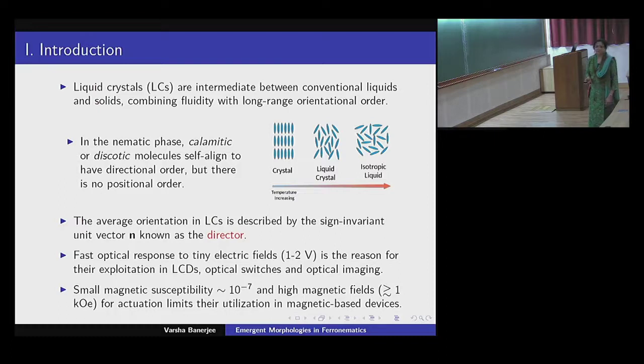Now, one of the reasons why these materials have been very popular is because they have a very fast optical response even to very tiny electric fields. That's the reason why they are exploited in liquid crystal displays, optical switches and optical imaging devices. But they have a very small magnetic susceptibility, of the order of 10 raised to minus 7, and hence very high magnetic fields are required for actuating them, to have them used in magnetic based devices.